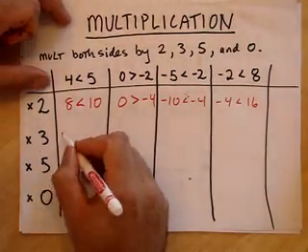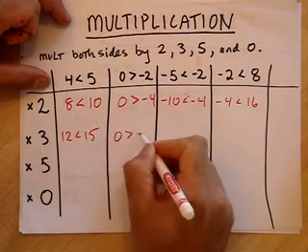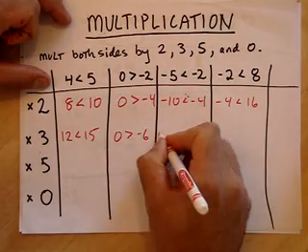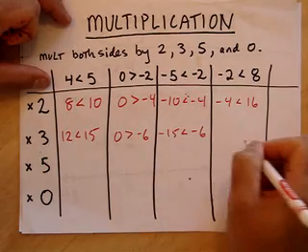Let's see when I multiply by 3. Is 12 less than 15? Yeah. Is 0 greater than negative 6? Yeah. Is negative 15 less than negative 6? Yeah, it's smaller, to the left of negative 6.